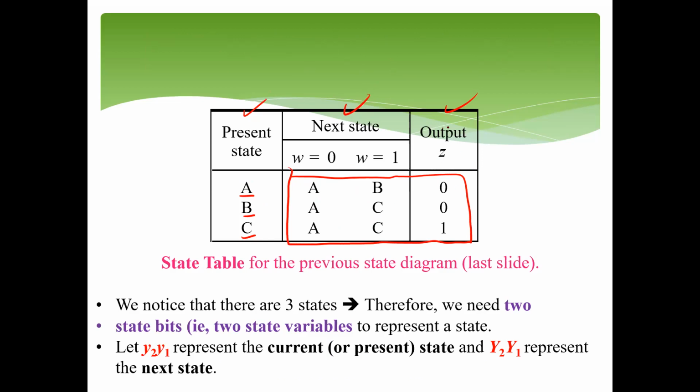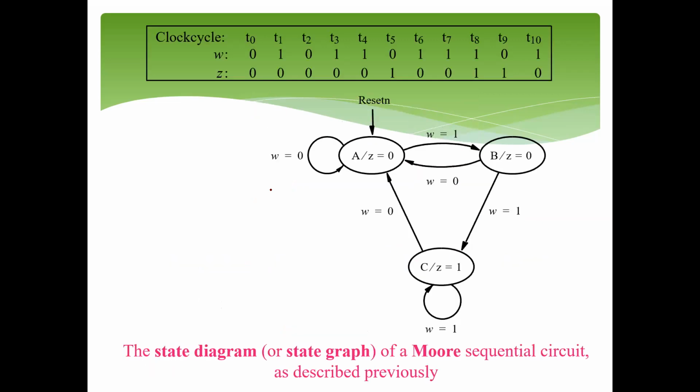The value of Z does not depend on the input, so I'll have only one column for Z here. Z will depend on the current state. If this is a Moore machine, this value will depend on this state. I don't need to read anything here. Come back to the state diagram.